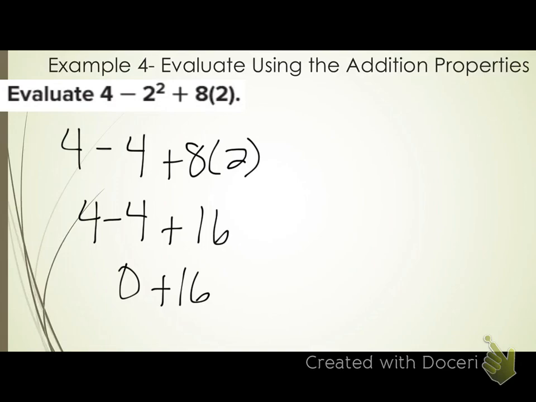Now, when we get to this part of the problem, 0 plus 16. This is our additive identity property. Anytime I add 0 to a number, I get the number, right? So 0 plus 16 gives me 16. Does everyone see how that's my additive property? I add 0 to a number, I get that number back. So it'd be 16 here. Questions on example 4?